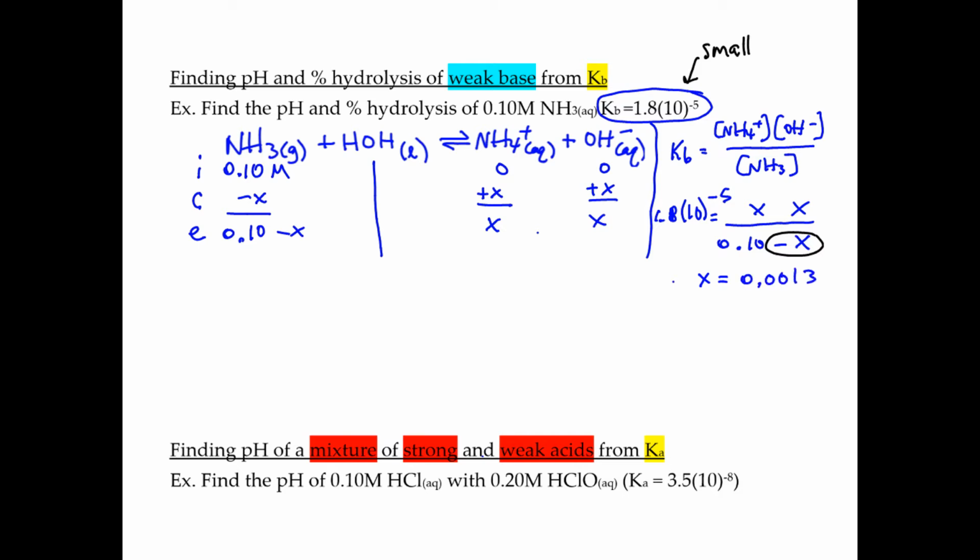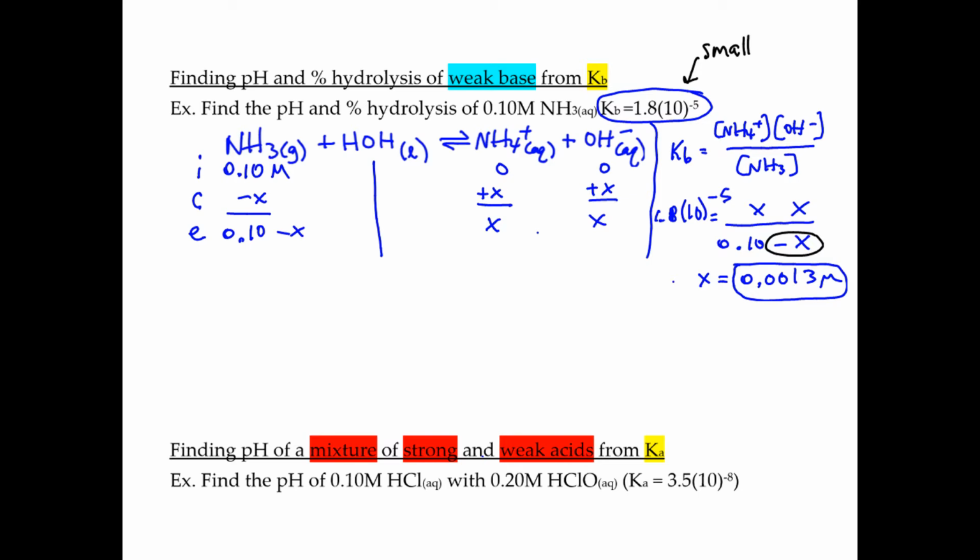0.0013, which looks familiar because this was the exact same answer we got with acetic acid, because acetic acid happens to have a Ka that is 1.8 times 10 to the minus fifth, and ammonia happens to have a Kb which is also 1.8 times 10 to the minus fifth. It just so happens that those both have the same number, but they're completely not related, really. They just happen to be the same number.